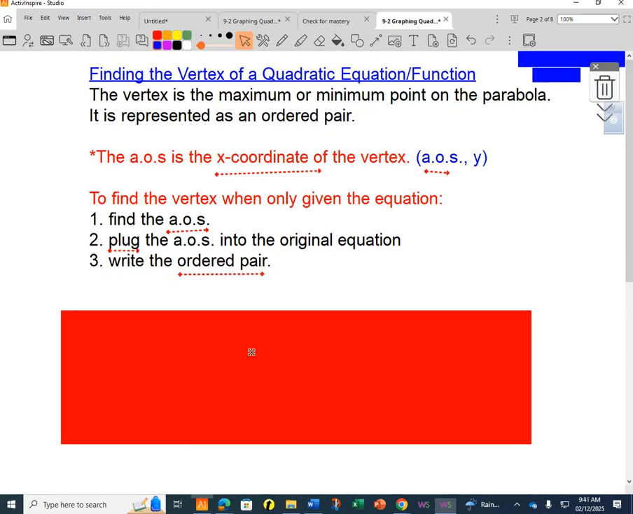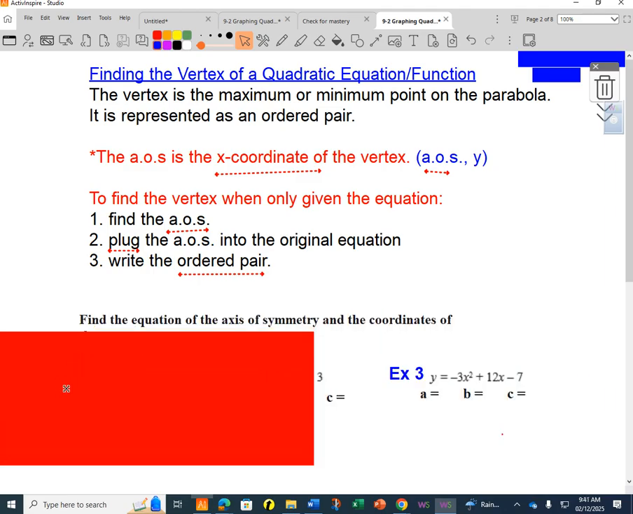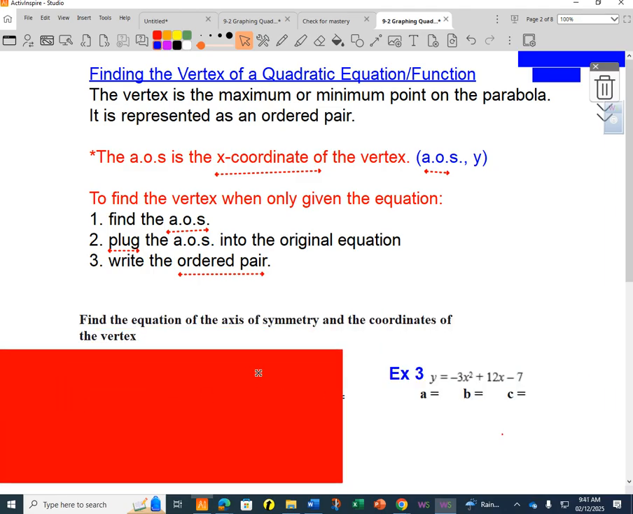Now a couple examples of finding the vertex from the equation of a quadratic. These directions say find the equation of the axis of symmetry and the coordinates of the vertex. They may not always ask you that way. It's almost like they're giving you a hint. Typically, they're going to ask you, what is the axis of symmetry? You have to know that it's an x equals equation, right? If it asks you the vertex, you have to know that you have to find the axis of symmetry first. But these directions give you a little bit of a hint.